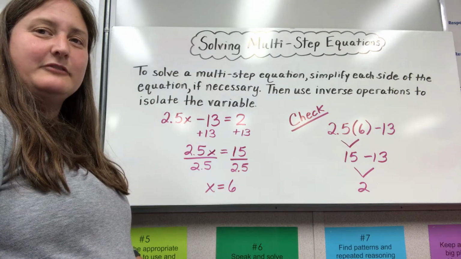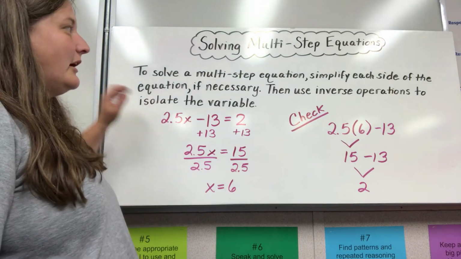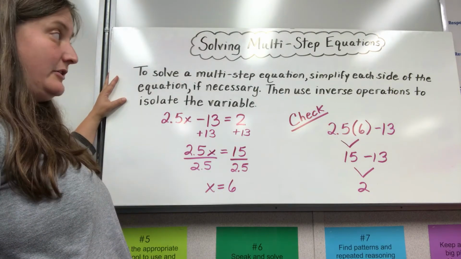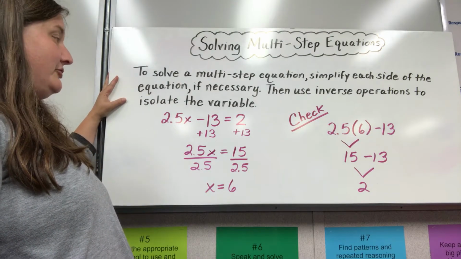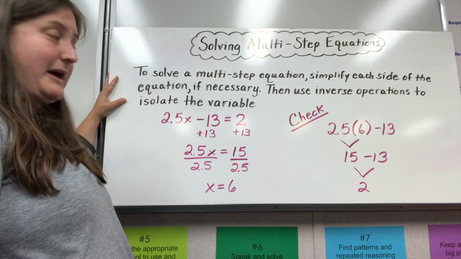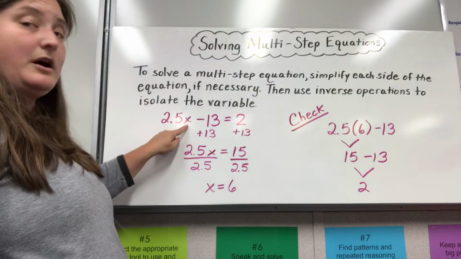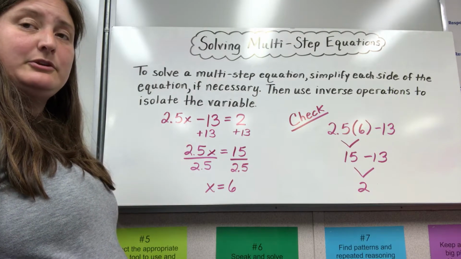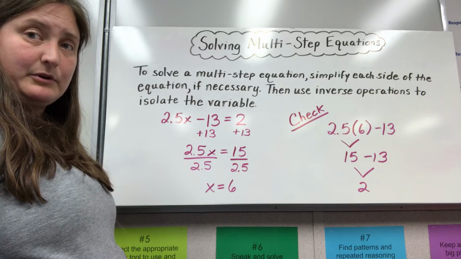Okay, today we're going to solve multi-step equations. To solve a multi-step equation, we want to simplify each side of the equation if necessary. Then use inverse operations to isolate the variable. When you're solving an equation, you're actually working backwards and finding the value of the variable. So don't forget when you're working backwards, you're going to be doing your order of operations backwards.